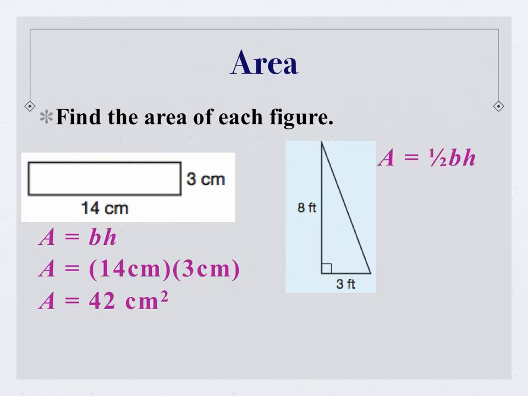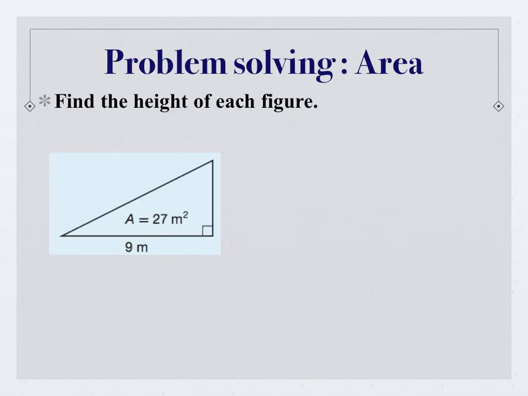How about that triangle on the right? Substitute in your values. And here you have a choice. Do you want to take half of 3 and multiply that by 8? Do you want to take half of 8 and multiply that by 3? Or half of the product of 3 and 8? I'm going to do half of 8, which is 4. 4 times 3 is 12. 12 square feet. All right.